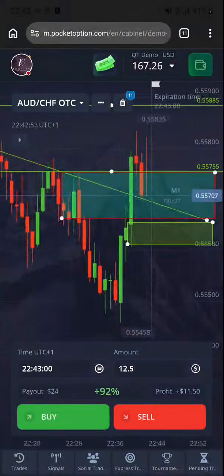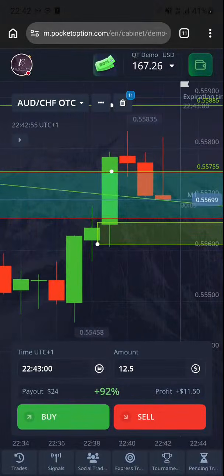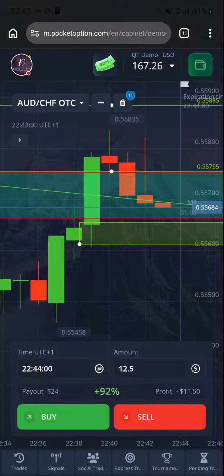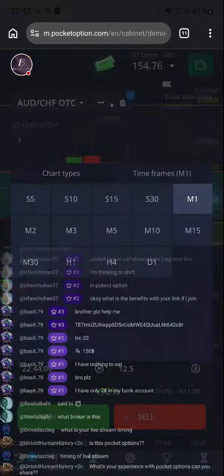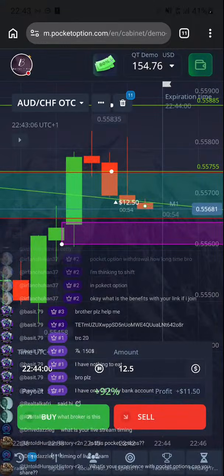I really don't have a consistent timing for the live stream right now. I feel like going with the buyers here, but no worries. If I have a gap down, okay, I'll take one here. If price comes back to this entry, I'll take another one.